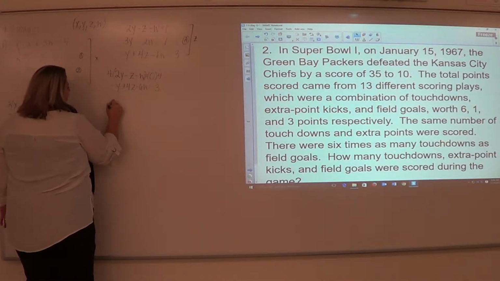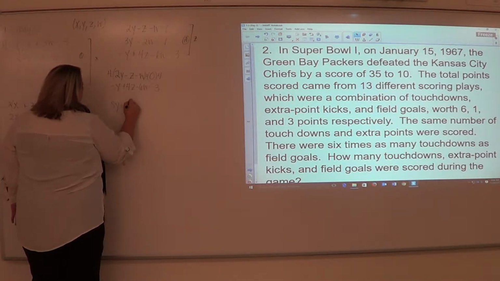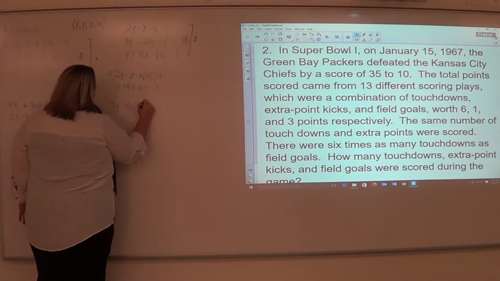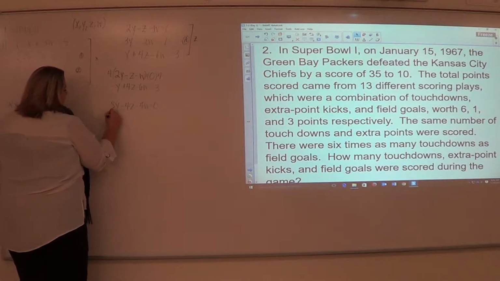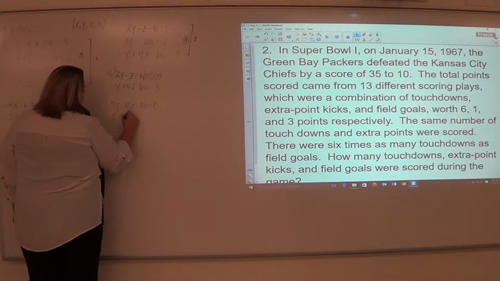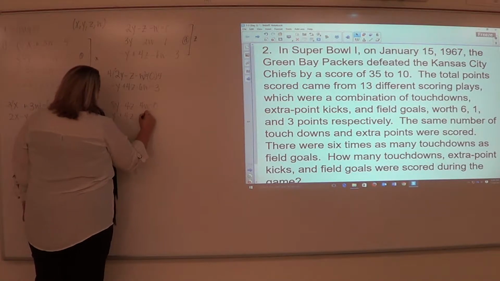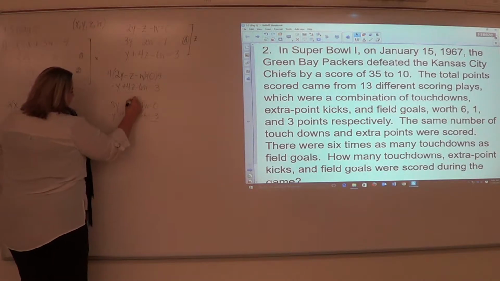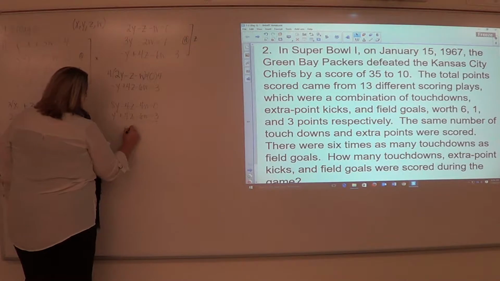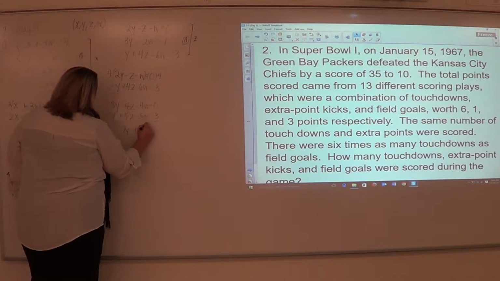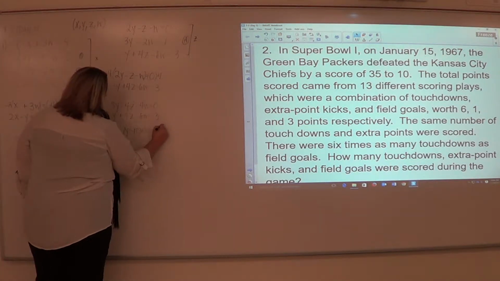So then I would have 8y minus 4z minus 4w equals 0. Second one stayed the same. So I would have, those z's cancel. So I would have 7y minus 10w equals negative 3.